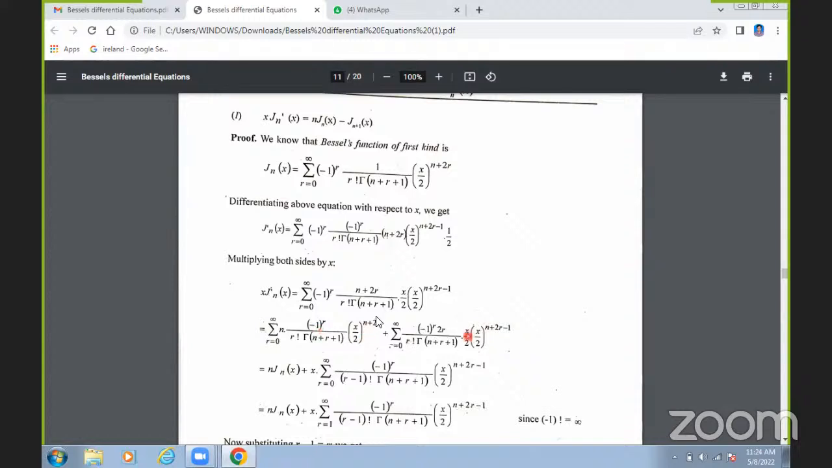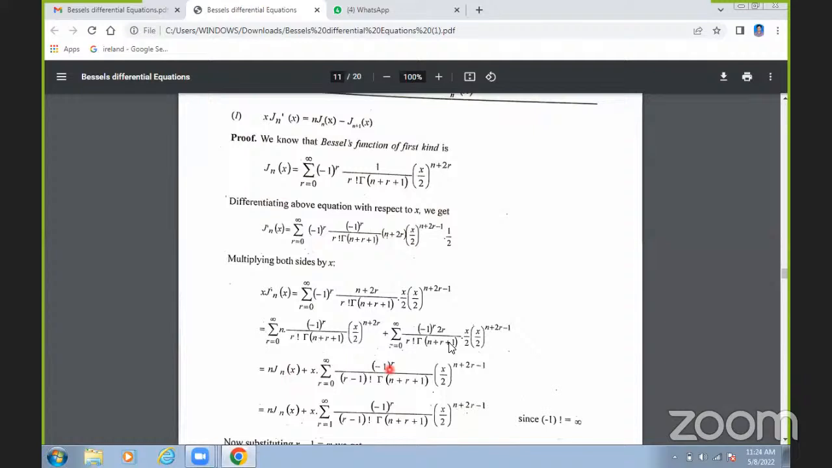Why we are dividing: this value which we have, we are calling it Jn of x, the Bessel function of the first kind. So this entire thing we have written as Jn of x, right? So this we have written as Jn of x, that is n Jn of x.